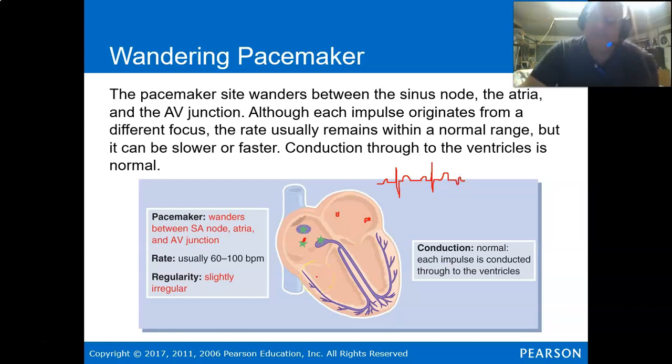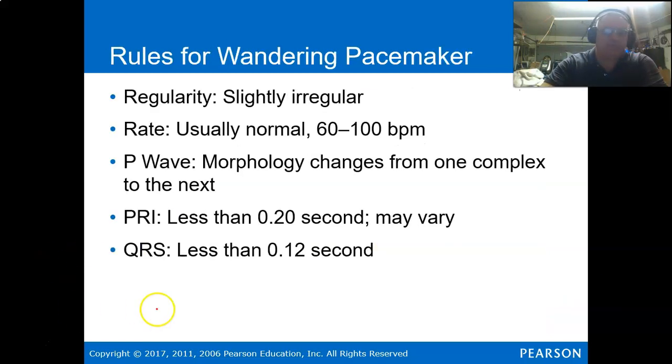Well, why would it give you a biphasic wave? Remember that whole negative-positive thing that we talked about with the electrodes? It's having to travel farther in a different direction than what it normally does. So therefore, you're going to see weird P waves. The irregularity of this is going to be only slightly irregular. Matter of fact, you'll probably have to break your calipers out to see it. The rate is usually normal, usually between 60 and 100 most of the time. The morphology change on the P wave is the key one to this rhythm.